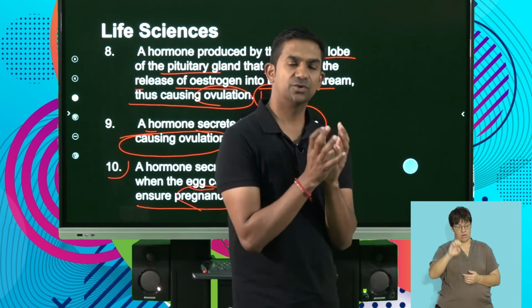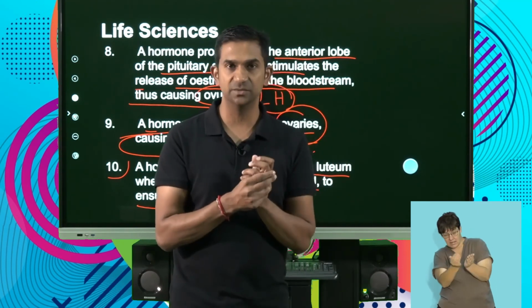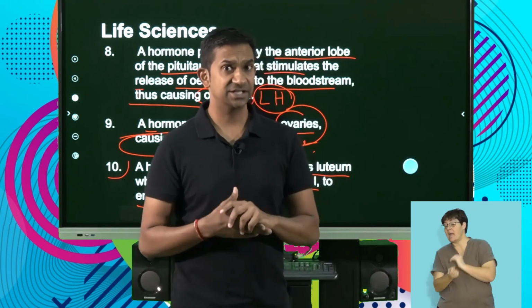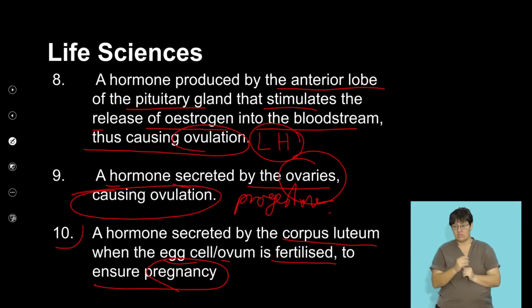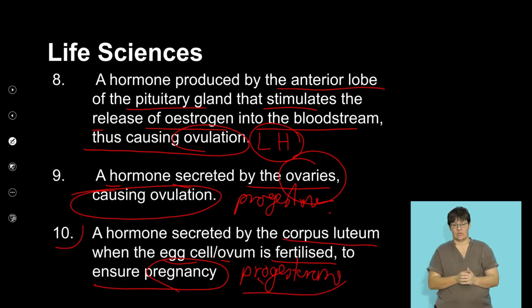And progesterone is the hormone that actually maintains the lining of the endometrium in case fertilization has occurred. So the hormone here, when fertilization does occur, would be progesterone that would maintain the lining and maintain the levels of progesterone in the blood.